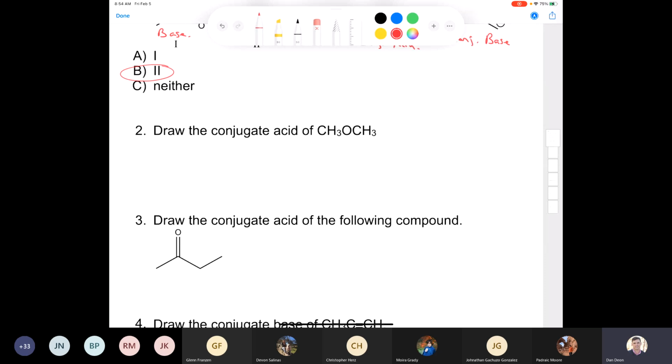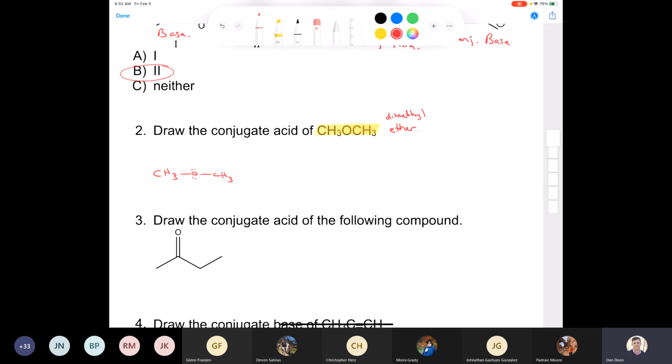Next question says, draw the conjugate acid of this molecule. Could anybody tell me which functional group is in this molecule? A little functional group practice. Ether? Yeah, absolutely. This is an ether. This is called dimethyl ether. Again, you don't need to know that for the quiz, but there you go. So dimethyl ether. Anyhow, if we draw the structure partially condensed for dimethyl ether, you know that there's 2 lone pairs on the oxygen.